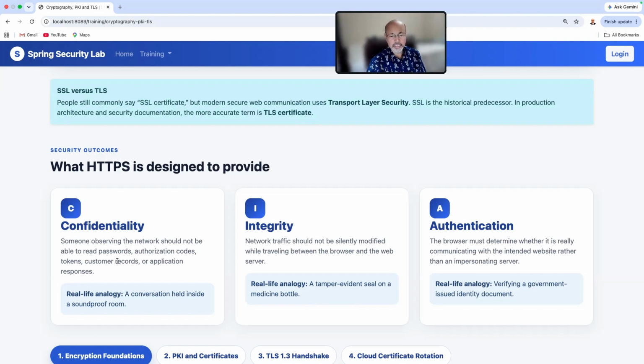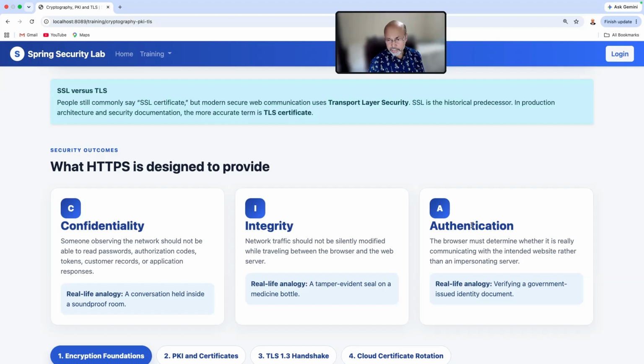Integrity. Next, network traffic should not be silently modified while traveling between the browser and the web server. Real life analogy: a tamper-evident seal on a medicine bottle.